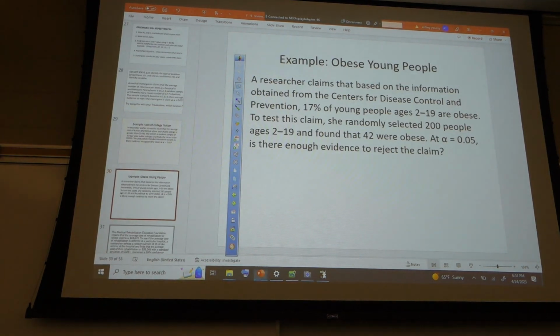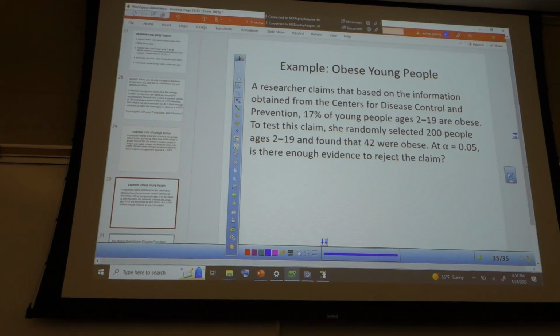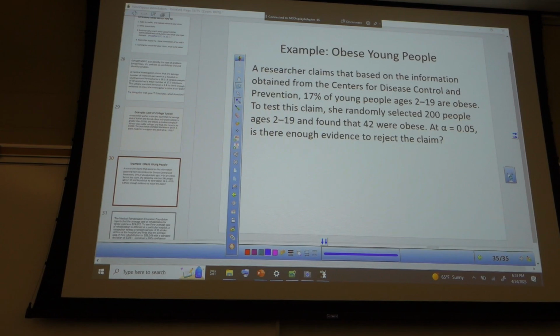Next one. Una, you haven't read yet. A researcher claims that based on the information obtained from the Center for Disease Control and Prevention, 17% of young people ages 2 to 19 are obese. To test this claim, she randomly selected 200 people ages 2 through 19 and found that 42 were obese. At alpha equals 0.05, is there enough evidence to reject the claim?